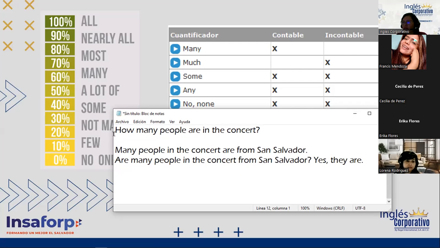La pregunta de how many people are in the concert está correcta, no hay ningún problema, solo que lo que estamos usando es how many, ¿verdad? Y acá abajo estamos usando el cuantificador, solo el cuantificador many, right? So that's the difference, okay? So anyone else that would like to share his or her sentence?